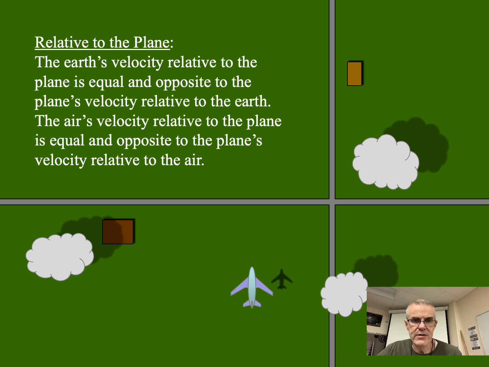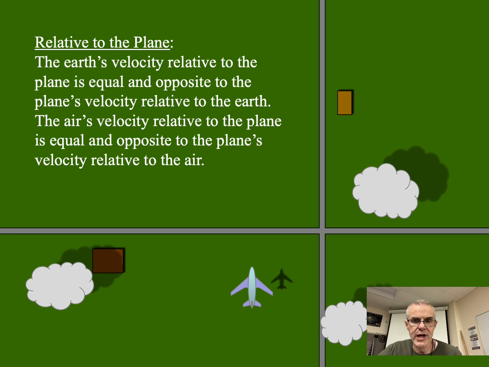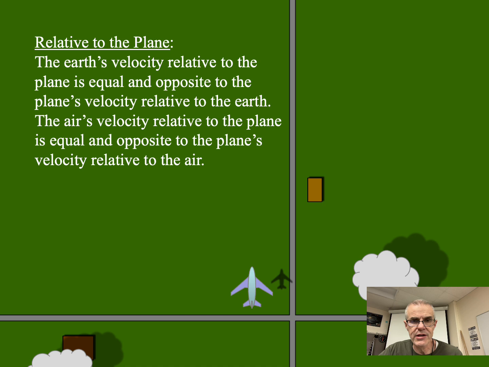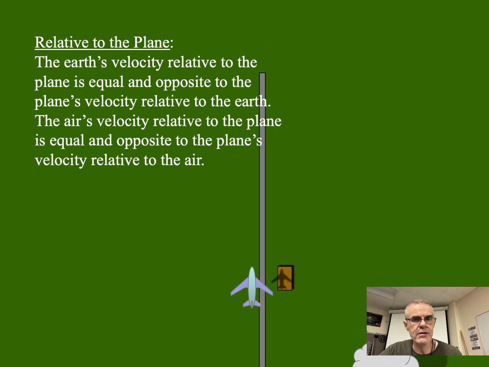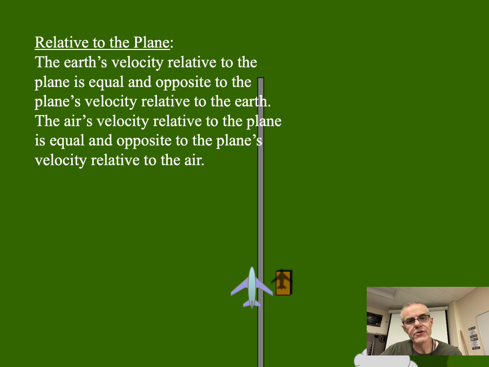And in this perspective, we can say, all right, well, the air is moving relative to the plane, the Earth is moving relative to the plane, and those velocities would be equal and opposite to the previously described velocities. So the velocity of the Earth relative to the plane is opposite the velocity of the plane relative to the Earth, and likewise, plane relative to air, air relative to plane.